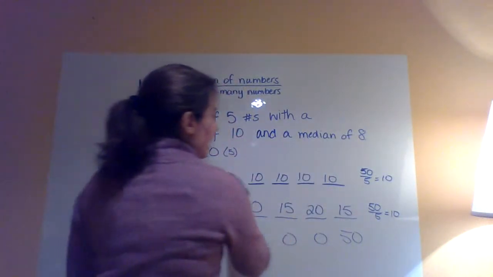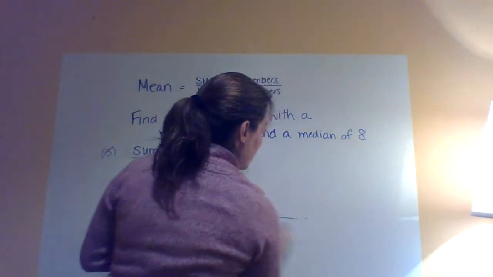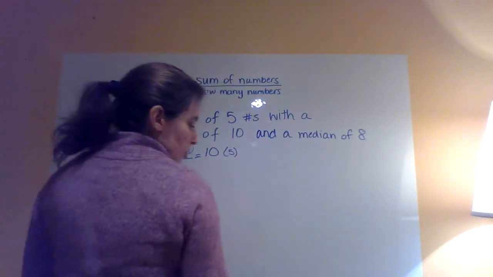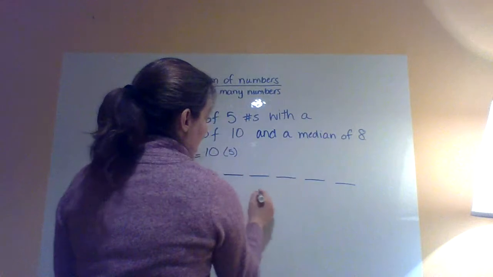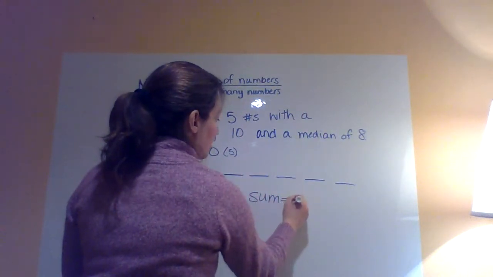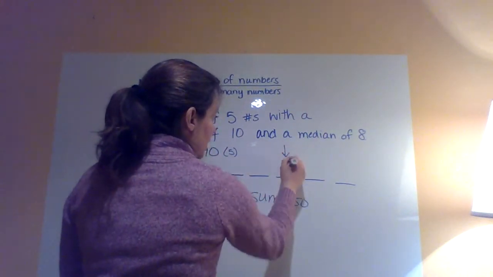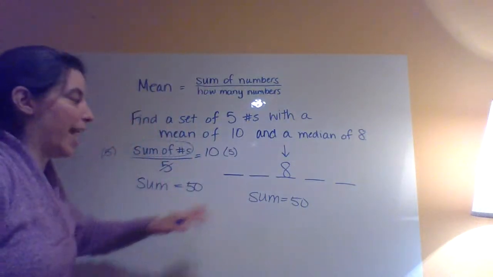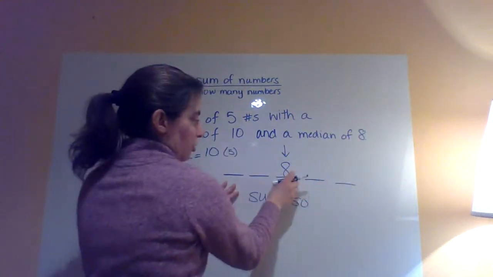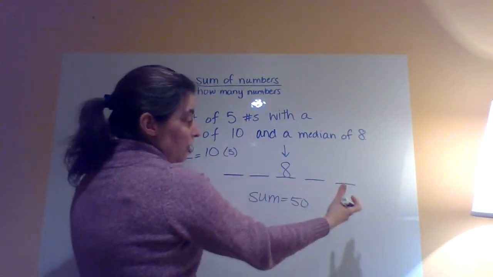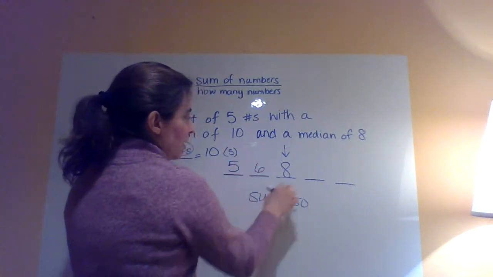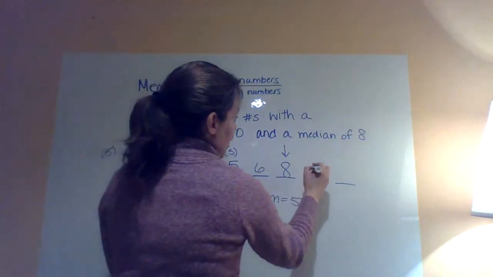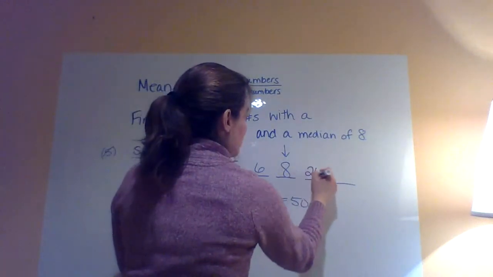Well, the median has to be the number in the middle when they're going from smallest to largest. So not only do they have to have a sum of 50, but this number right here must be 8. And I have to go from smallest to largest with this number in the middle. So I still just need numbers that add up to 50. Maybe I say this is 5, and this is 6, and this is 8, and this is 20.